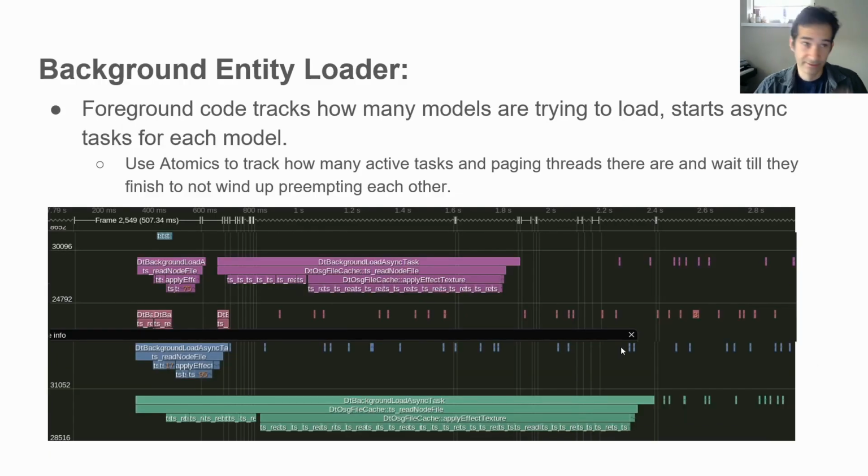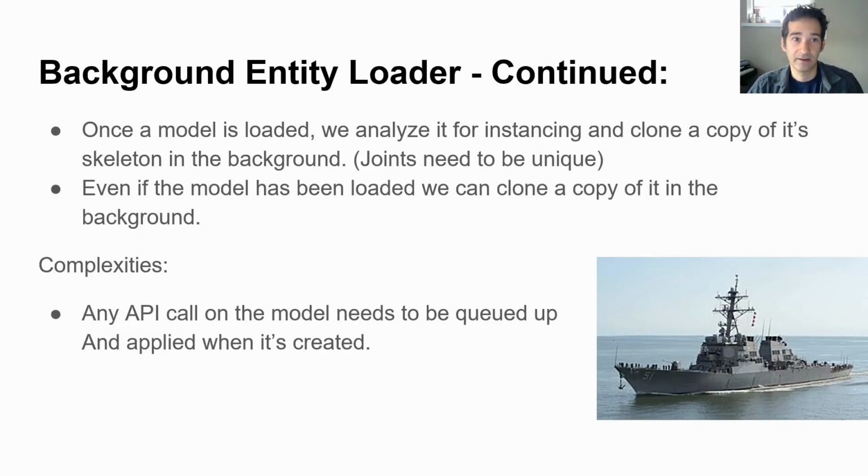So here's another system. We keep track of how many models we're trying to load. We start asynchronous tasks for each one, and we use atomics to track how many active tasks and paging threads there are, and try to make sure that we don't clobber and preempt the work that we're doing architecturally. Once we finish loading a model, we have to analyze it for a lot of different things, and we can do that in the background, and we can clone a copy of the skeleton of the model. So all those things we can do in the background that we had been doing in the foreground. We just slowly move those pieces out, and we're able to maintain a 60 hertz frame rate even when we were loading these giant models.